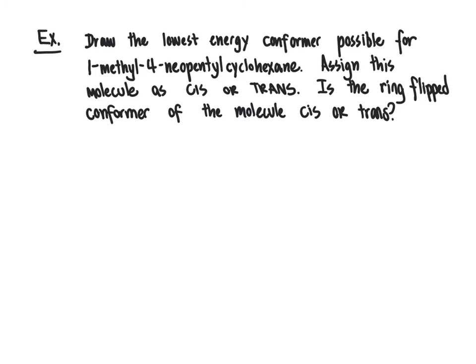It's not specifying here in the problem whether the molecule that we're drawing has to be cis or has to be trans. It could be either. We're trying to ask absolutely, positively, what is the lowest energy structure that we could make for 1-methyl-4-neopentyl cyclohexane. So the lowest energy structure has to be a chair conformation of some sort. So I'm going to go ahead and draw a general chair template here.